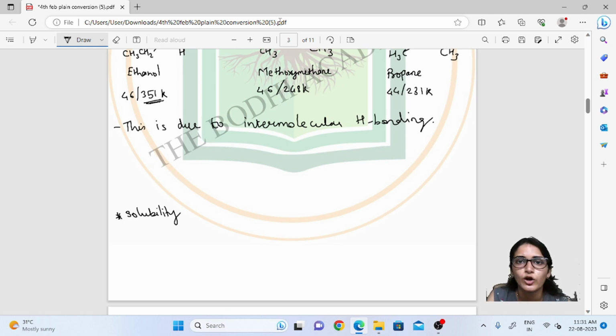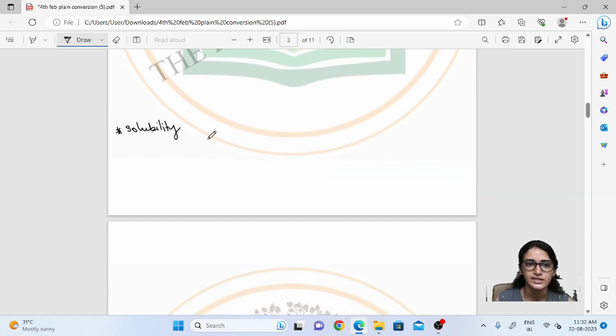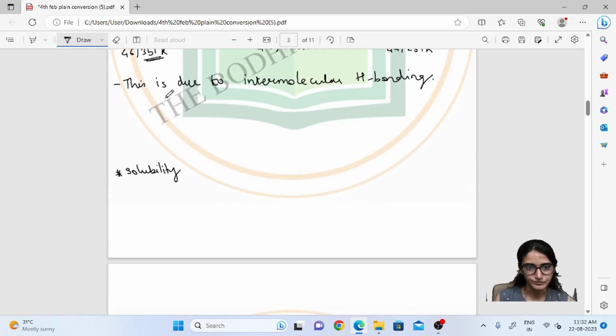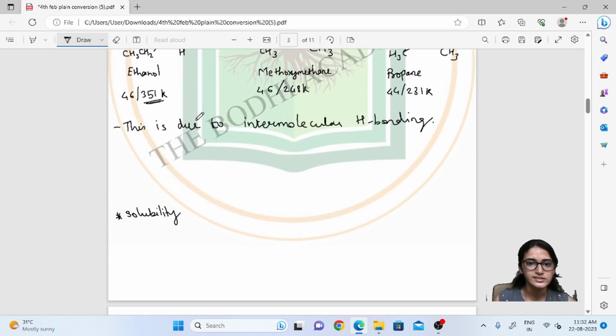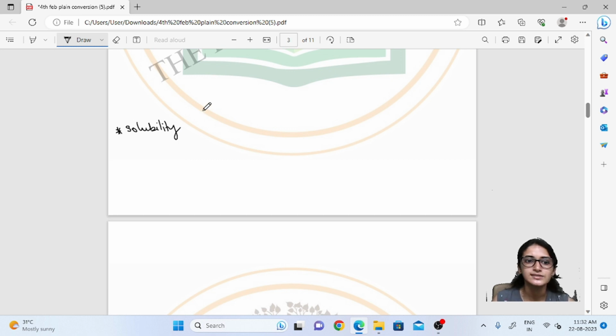And also we will talk about straight chain and branched chain. As we discussed in the last chapter, straight chain alcohols have a large boiling point, and branched chain alcohols have a lower boiling point, due to less surface area. So this is about the boiling point. The next physical property we will talk about is solubility, the solubility of alcohols and phenols.